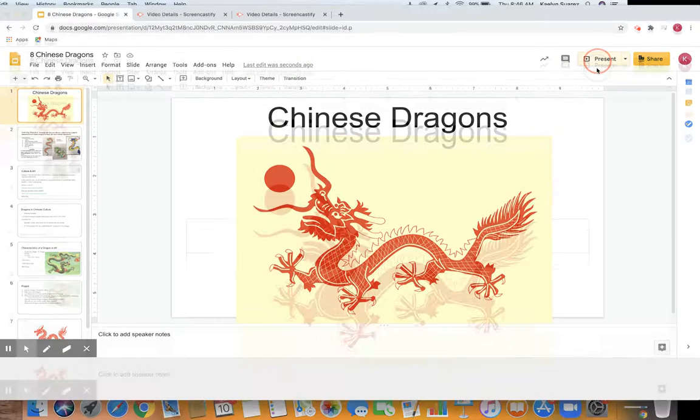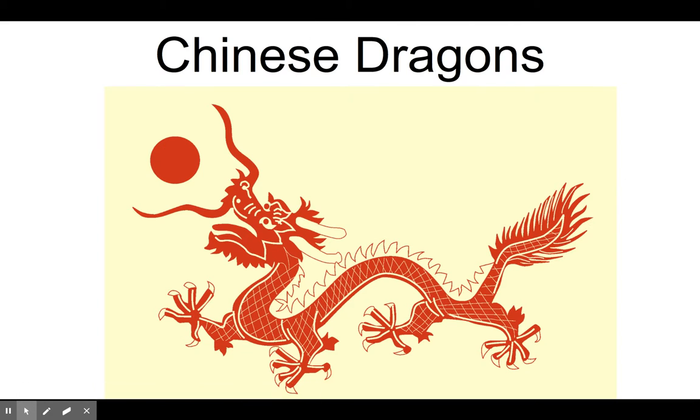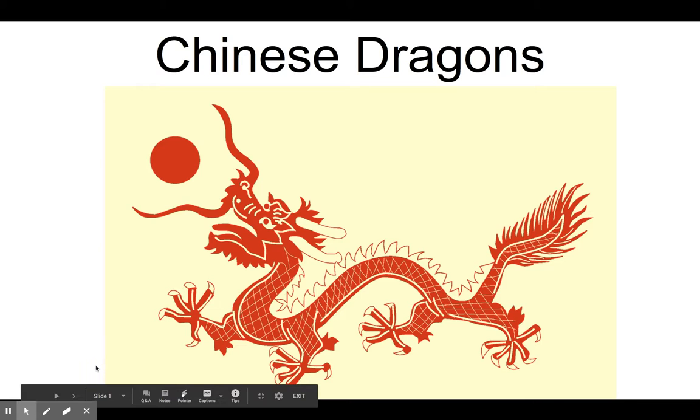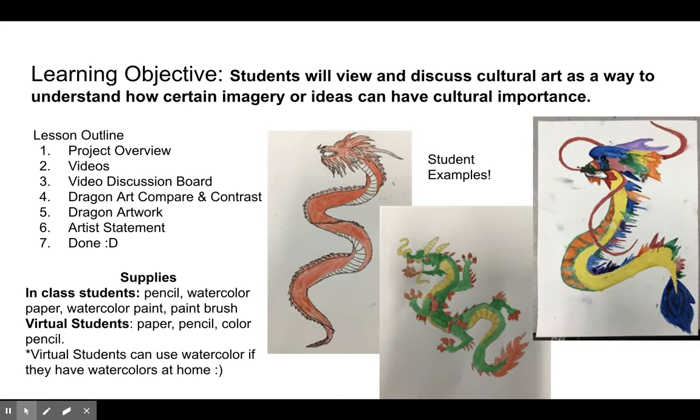Hello, art students. Today we're going to talk about your next project, and we are going to connect art and culture. And we're going to specifically look at the culture of China and their imagery of dragons in their culture. So, your learning objective is that you're going to view and discuss cultural art as a way to understand how certain images or ideas can have cultural importance.